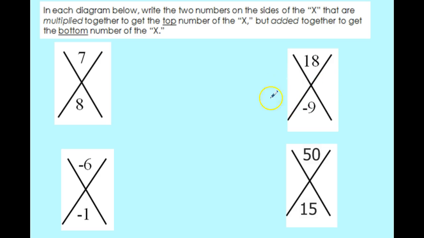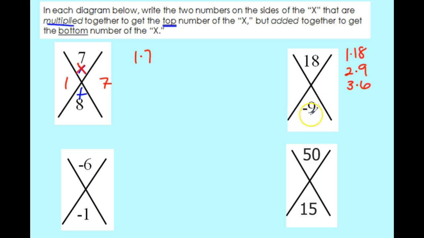We've got to figure out what are these two side numbers that multiplied together give us the top number, but added together give us the bottom number. That's what we've been doing. So the only things that multiply to get 7 are 1 times 7. So that's the only option to add to give us 8 as well. Multiples of 18, we could do 1 times 18. We could do 2 times 9. 3 times 6, and I think that's it.